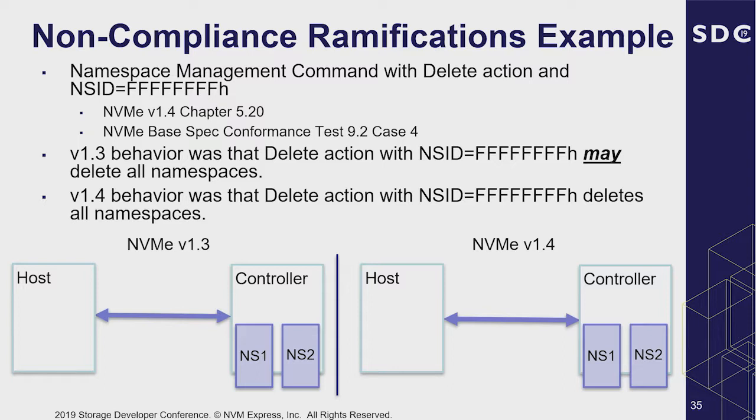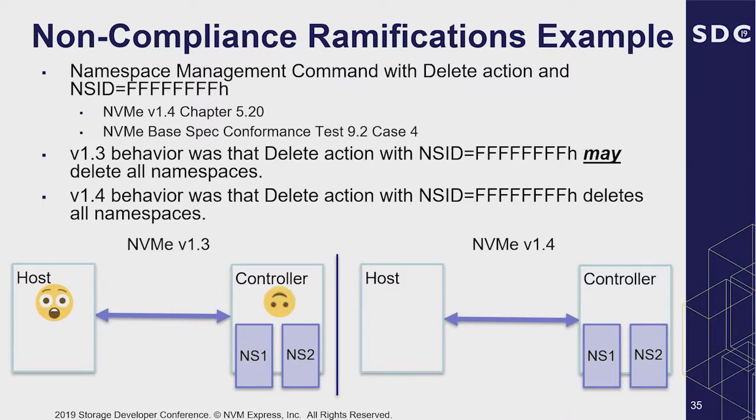So under 1.3, if that namespace management command came in for all Fs, the controller might delete or it might not. That namespace management command comes in, and maybe the controller says, I don't need to do anything with this. It's an optional thing of whether I'm going to delete this or not. Then the host goes to double check that that delete action occurs with the identify command. Controller sends back the namespace list. All the namespaces are still there. That's not what the host was expecting, and so that can cause a problem.